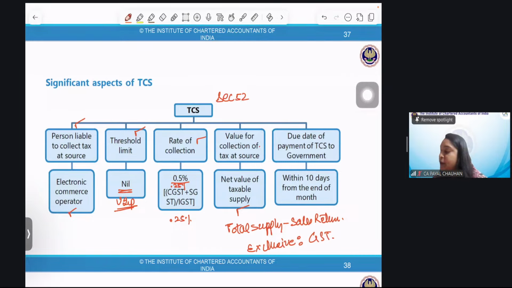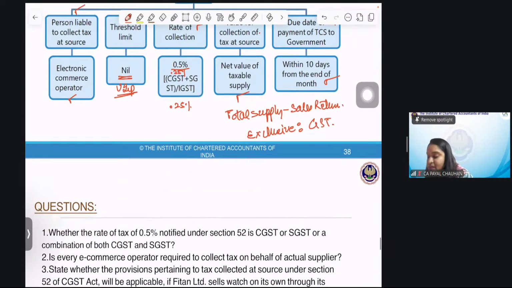Perfect, perfect. Due date of payment of TCS to the government, 10th of the succeeding month. Everyone got it? If I am TCS deductor, what will I file? GSTR. If I am TCS deductor, what will I file? Yes. If I am TDS deductor, what will I file? GSTR 7. Perfect. I'll file GSTR 7. Perfect. This is the answer.